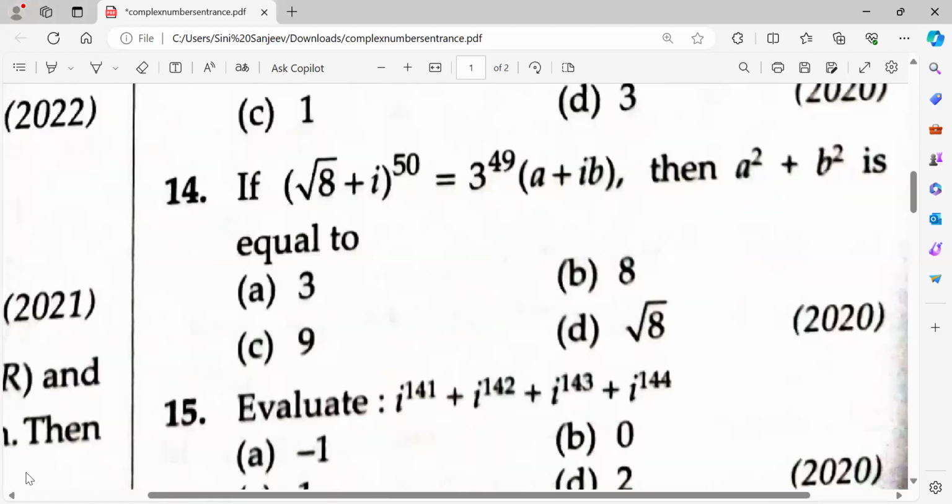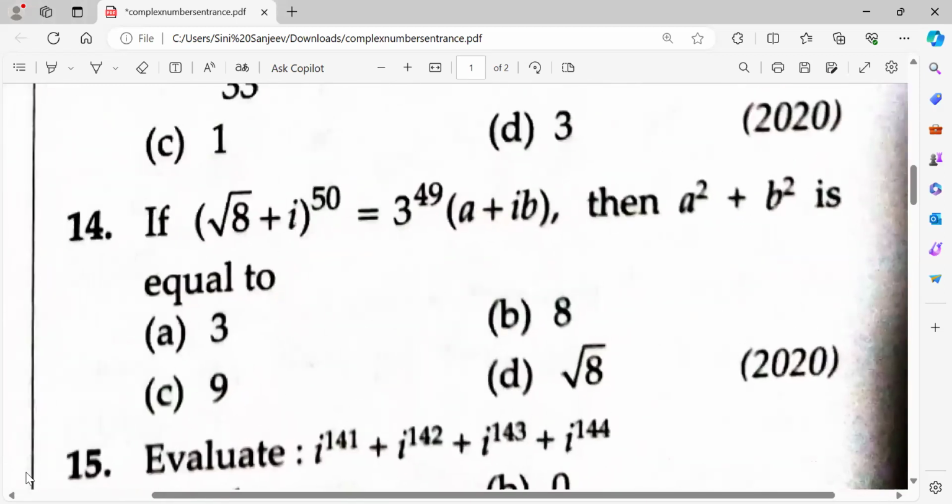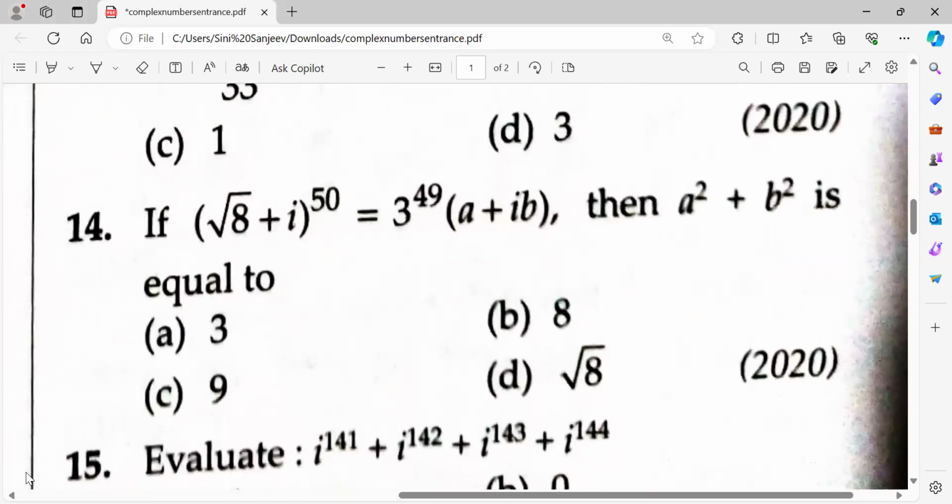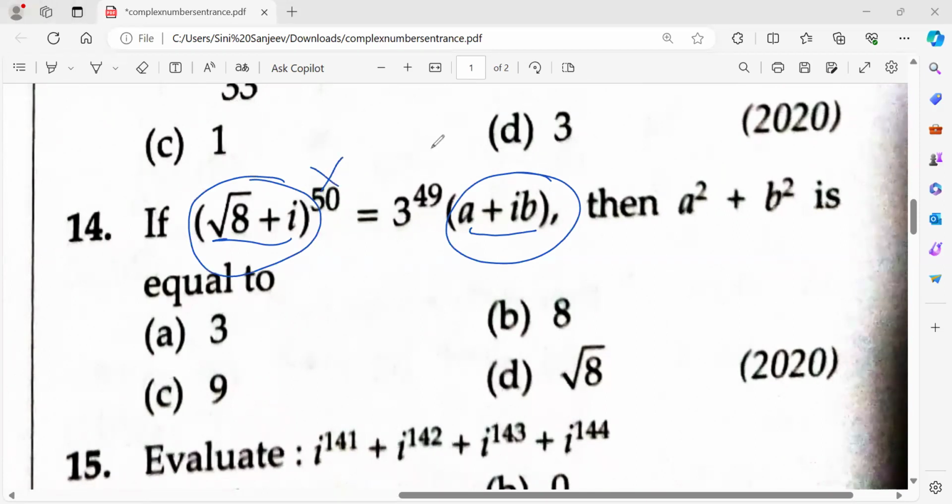Okay. I got one more question. Question number 14. How to do this question fast? Suppose a plus ib is coming and one more term is coming on the left hand side. So what you have to do in this? a plus ib. Leave aside the powers and everything, that is just to confuse you. What is a square plus b square?